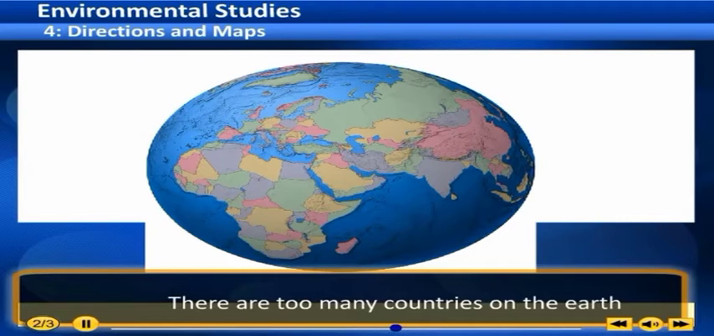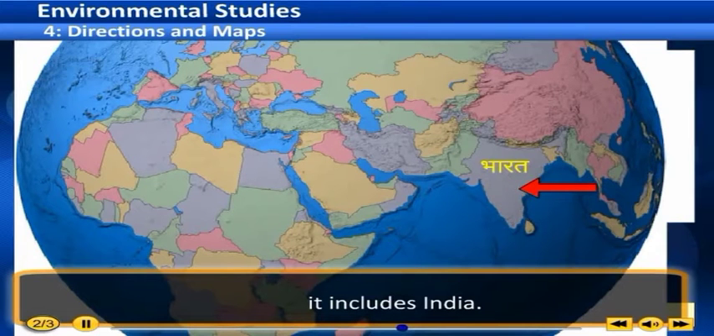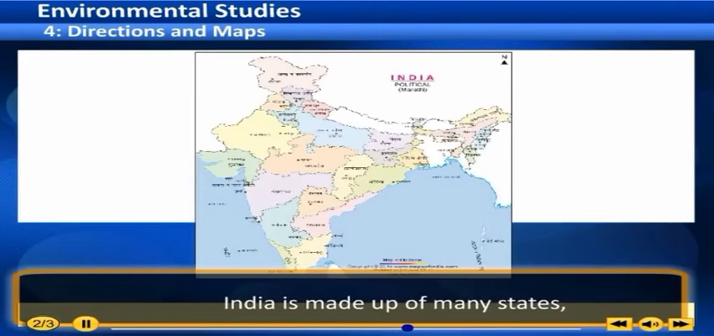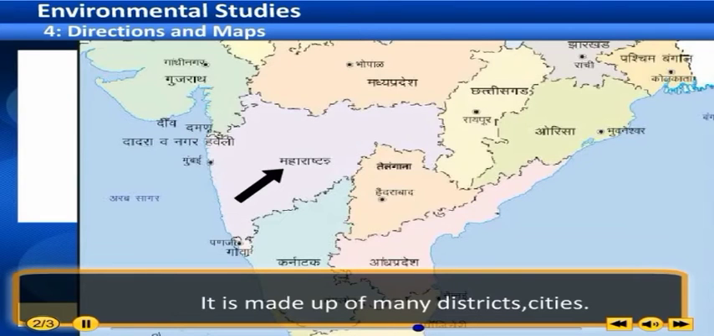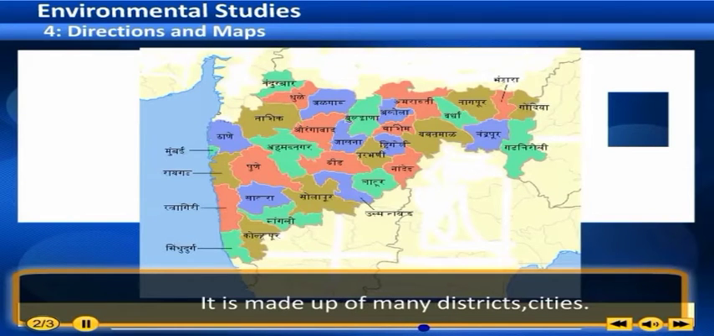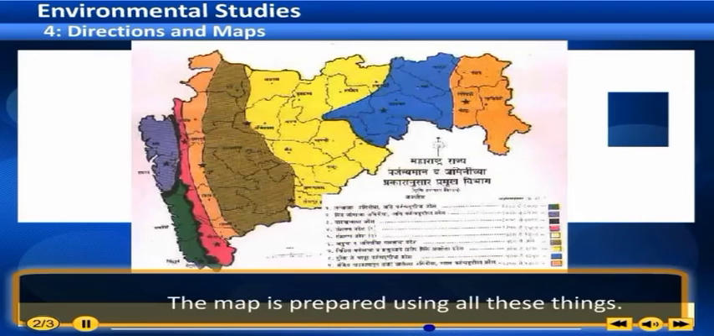There are too many countries on the earth. It includes India. India is made up of many states. We live in Maharashtra. It is made up of many districts, cities. The map is prepared using all these things.